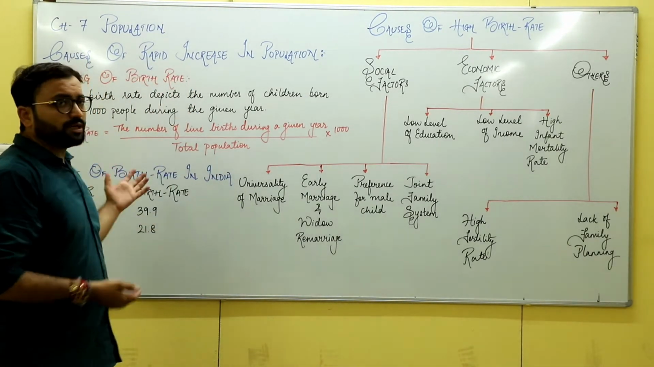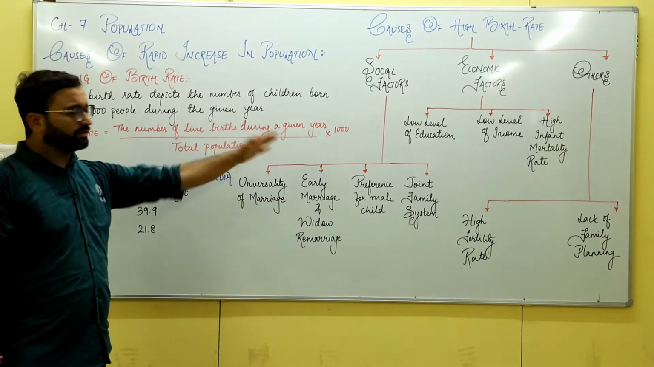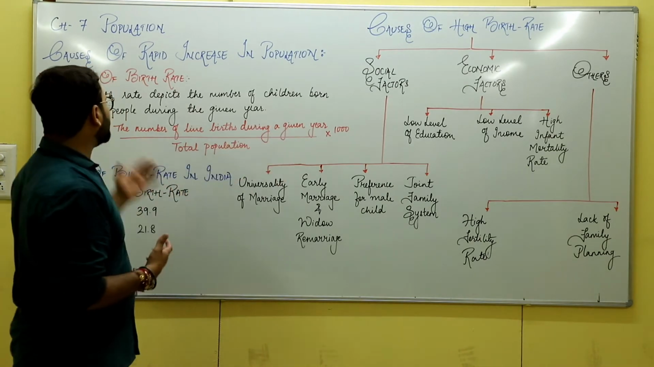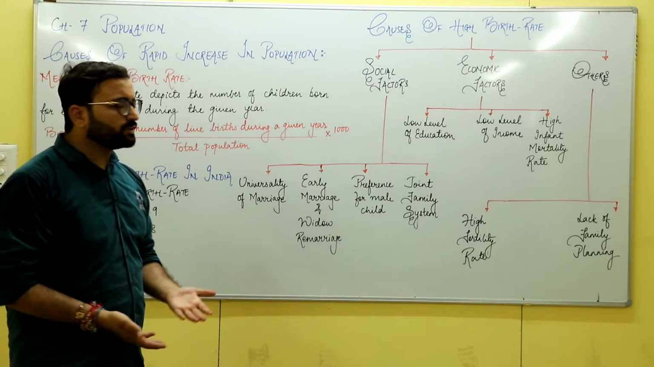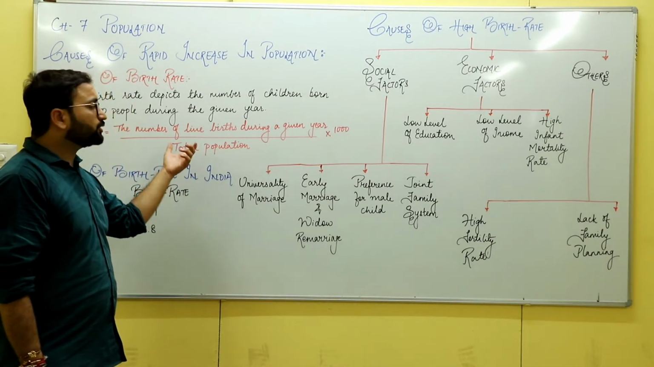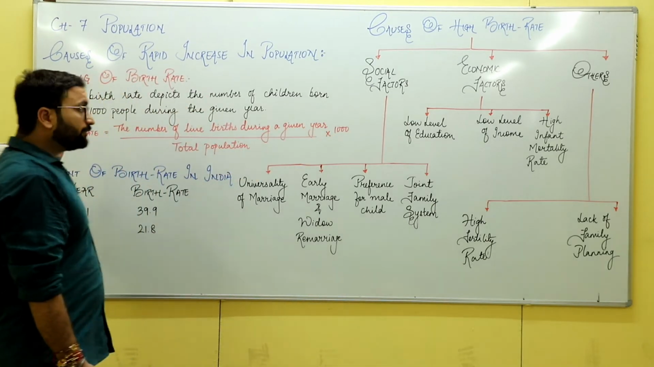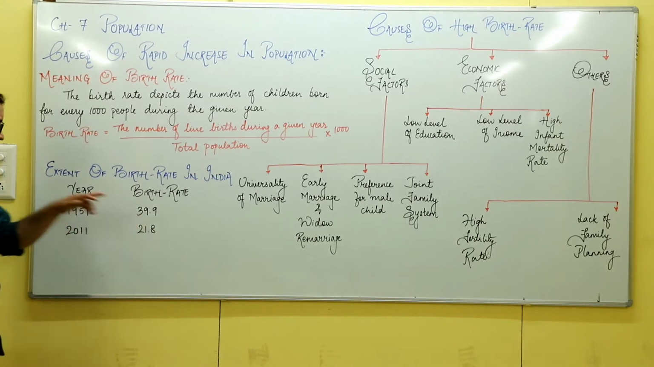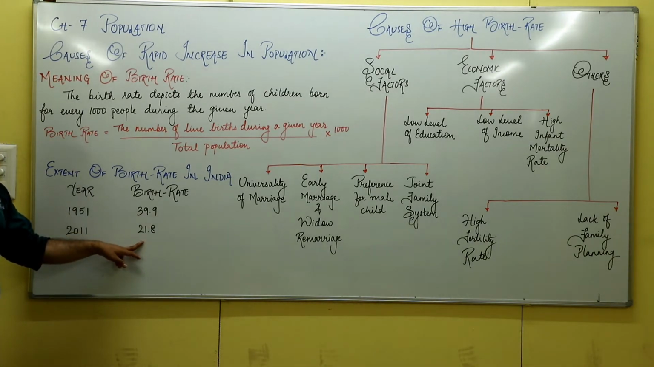And the formula is also given. Birth rate is equal to the number of live births during a given year divided by the total population, multiplied by 1,000. Dividing the live births by the total population, we get the birth rate. In 1951 the birth rate was 39.9, and it went down in 2011 to 1.8.